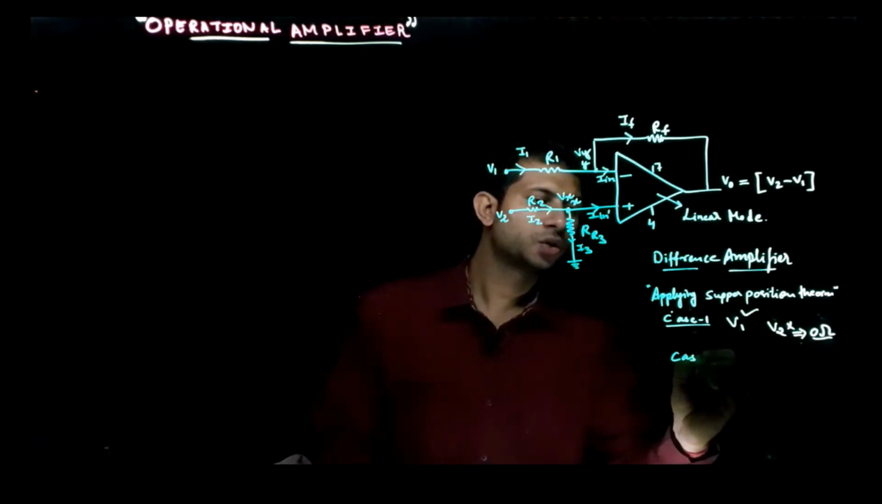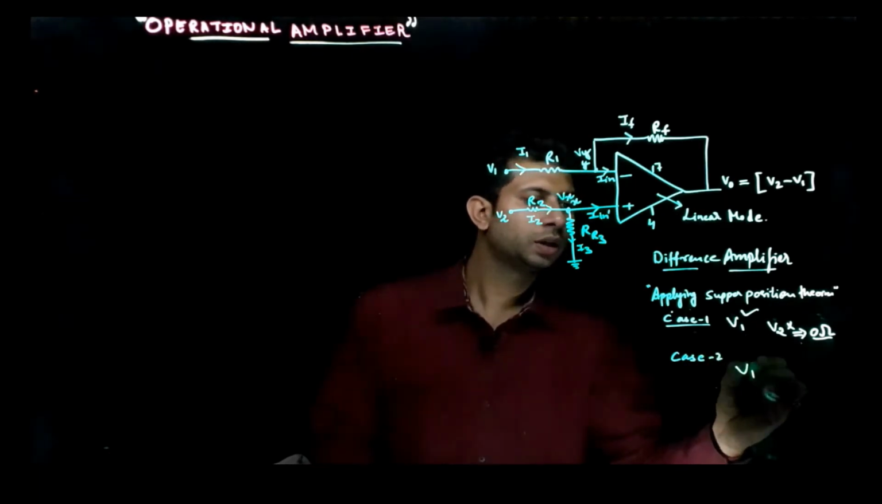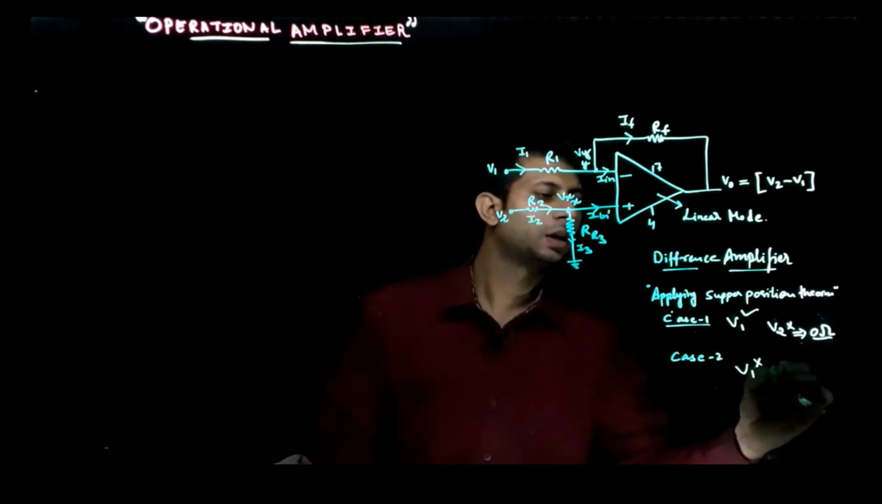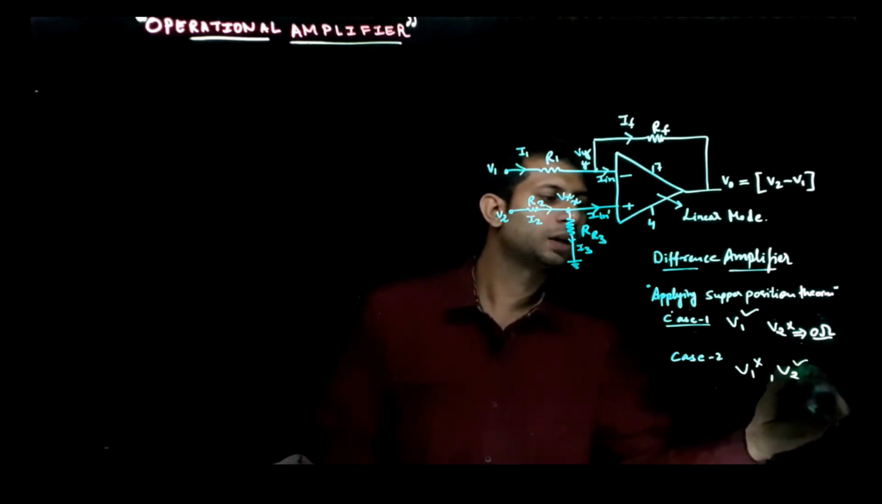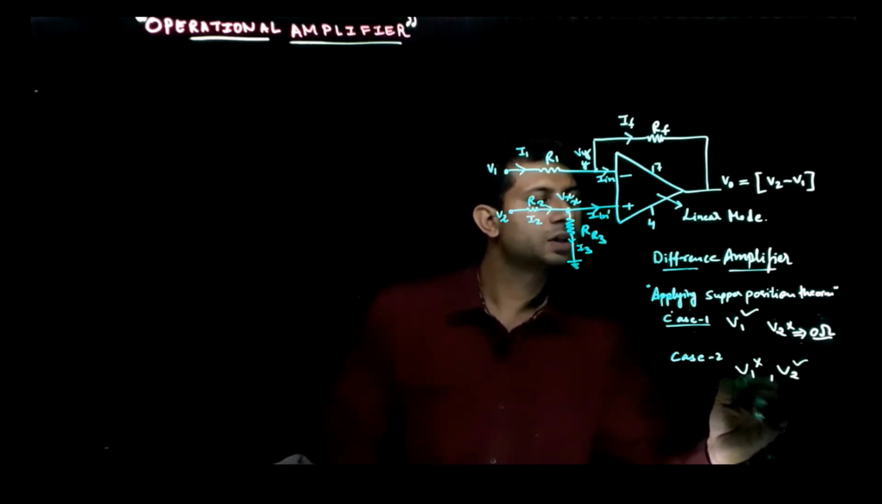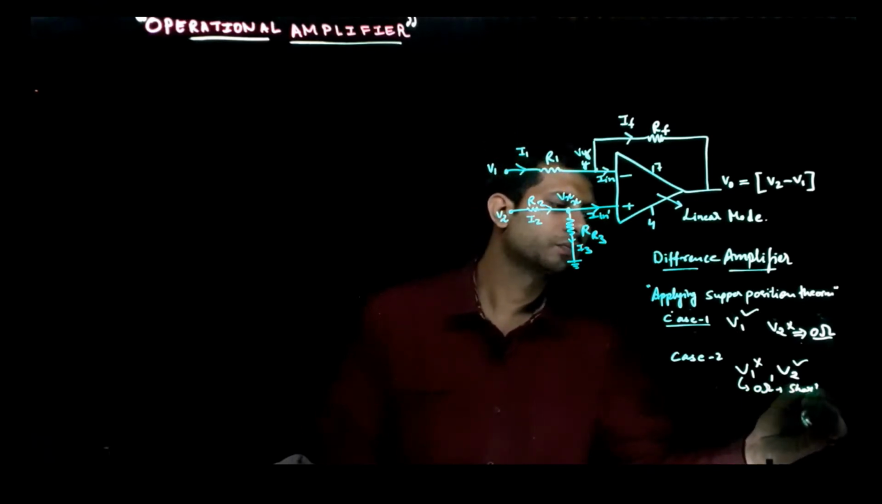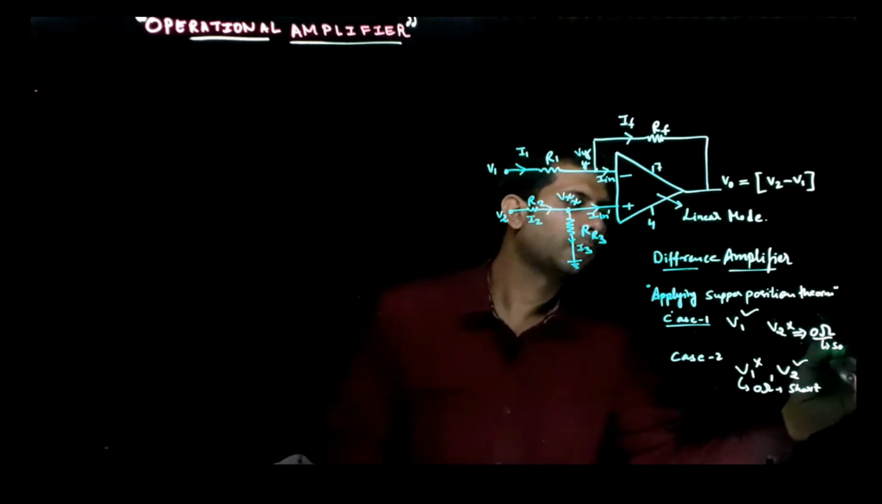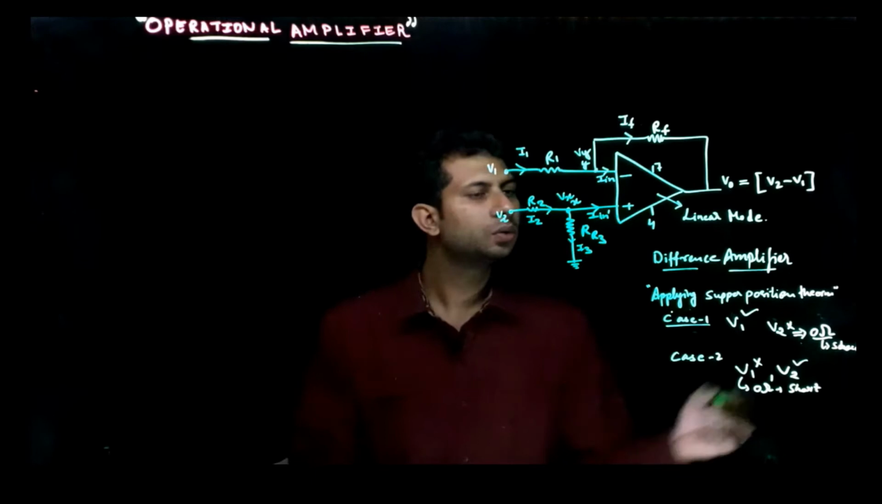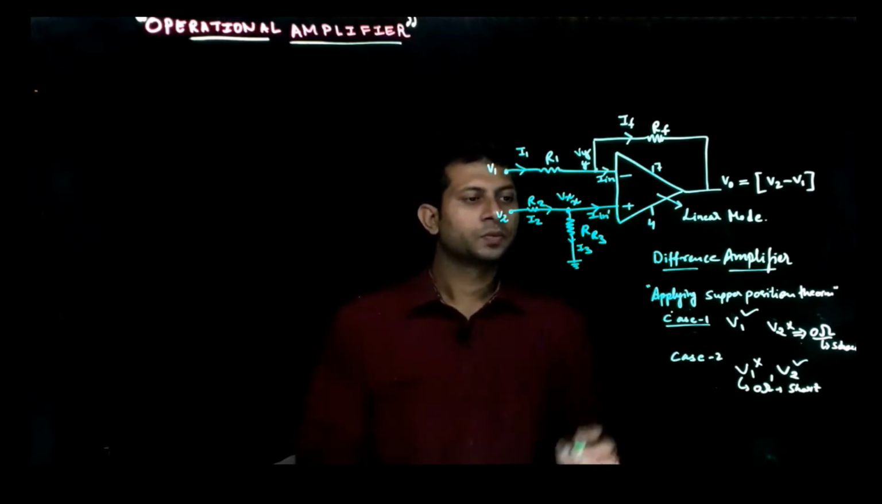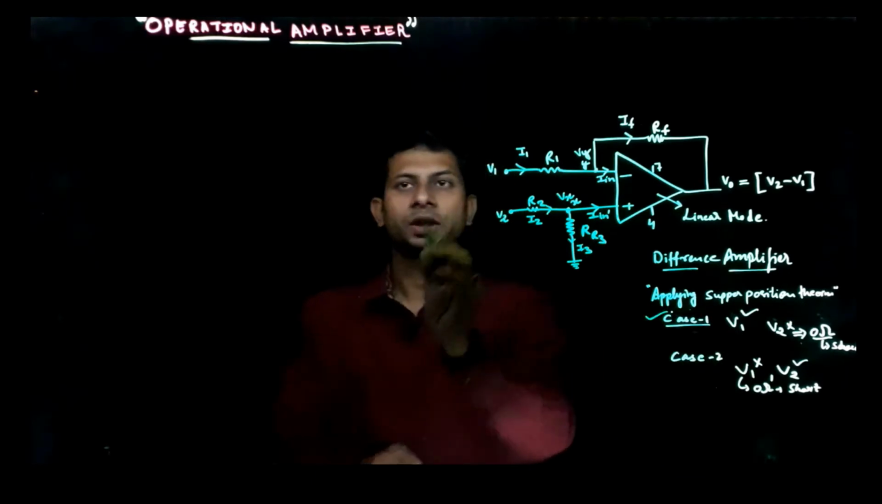And in case 2, V1 is deactivated and V2 is activated, and V1 is replaced by its internal resistance, which is 0 ohm, or we can say short. Or here we also make the circuit short and connect it to ground. Okay, we take case 1 and we redraw the circuit.